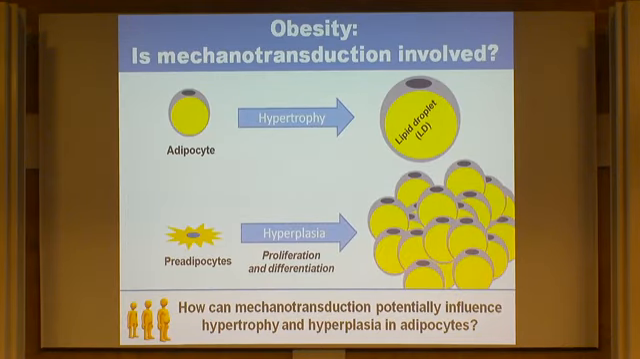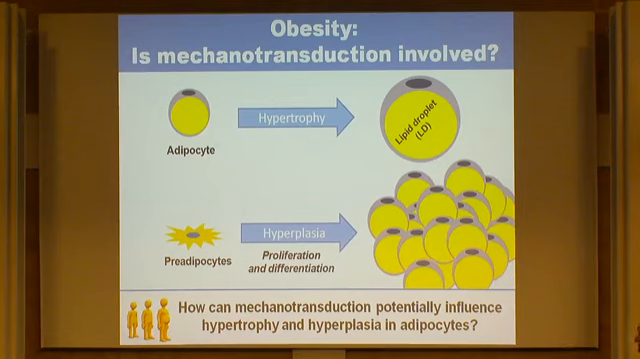We start with the cell level. And again, the medical relevance of all of this work is overweight, obesity, and the balance between muscle and fat tissue, which is a problem that is, I think, of interest to all of us.